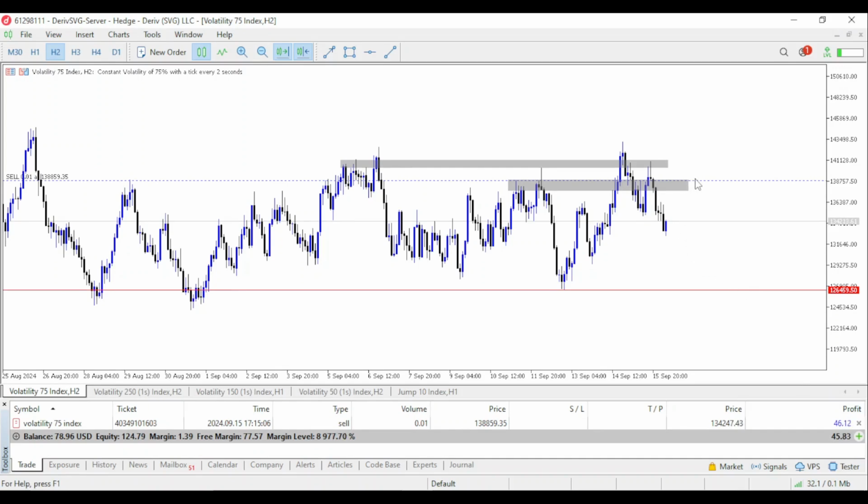Let me just adjust this. Remember, we said once the market moves into profit, what you want to do is adjust your stop loss to what? You want to adjust your stop loss to break even now. So this trade is secured. So now we can hold this to this level down here.